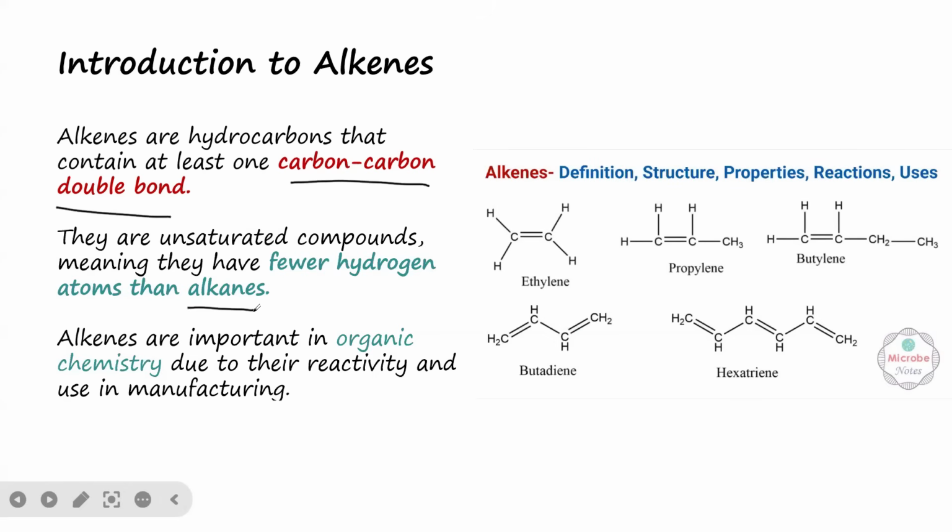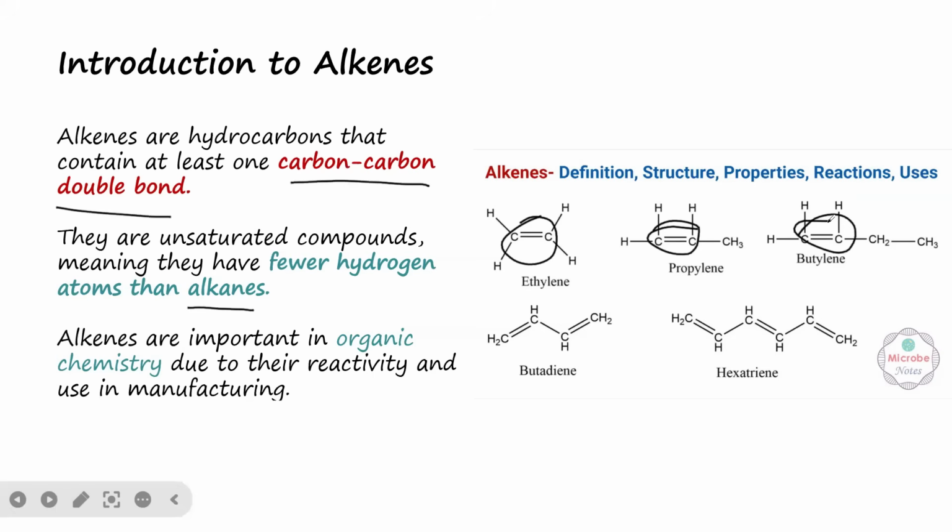As we can see, ladies and gentlemen, these are examples of alkenes: ethylene, propylene, butylene, butadiene, and hexatriene. As you can see, in alkenes there must be at least one double bond. We have a double bond here, another double bond here in propylene, and a double bond in butylene. Then we have 3 double bonds in hexatriene, and in butadiene we have 2 double bonds.